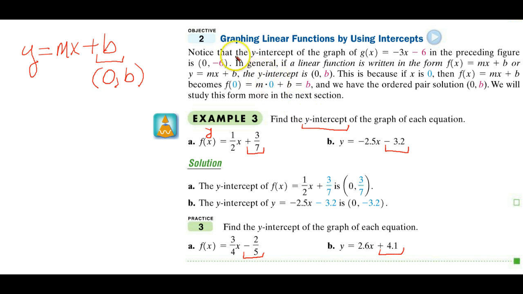Now, we should mention something else. We're going to get to this very shortly. The letter m here, whatever the coefficient of the x is, this is the slope of the equation. We're going to do slope in our next section, but we can mention it here. So what would the slope be here? Well, it would be 1/2. And here negative 2.5. And here 3/4. And here 2.6.